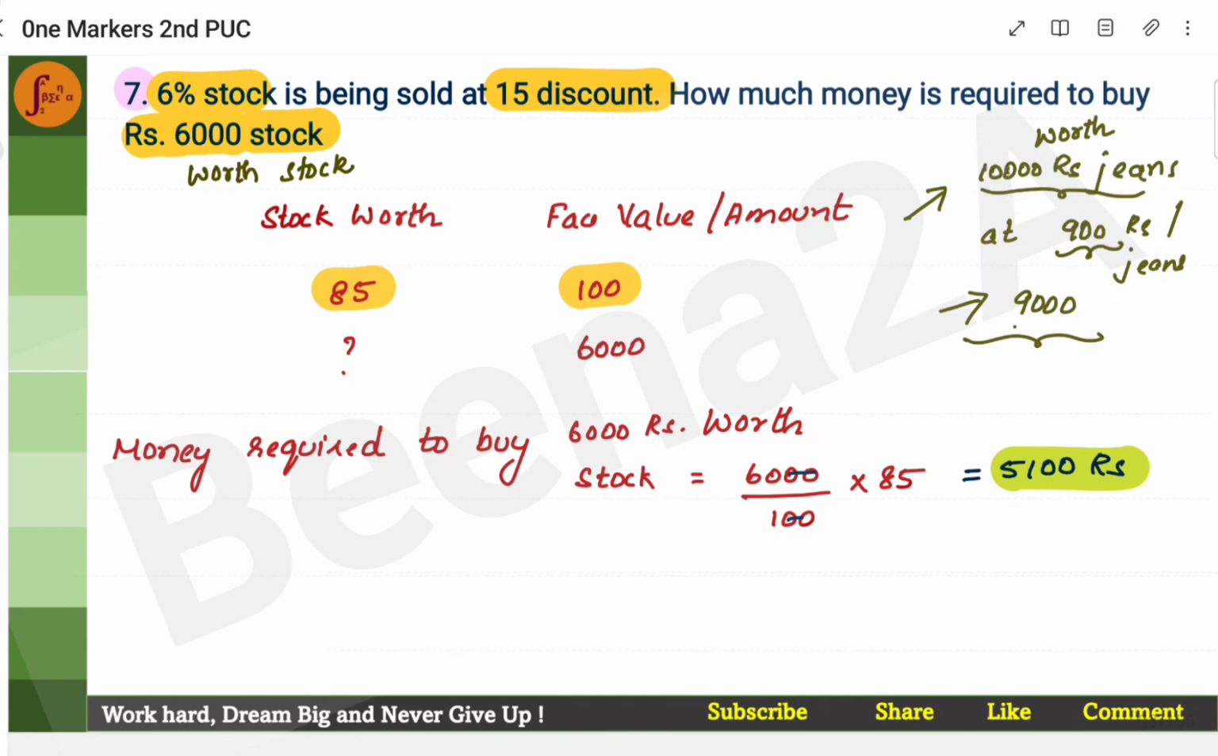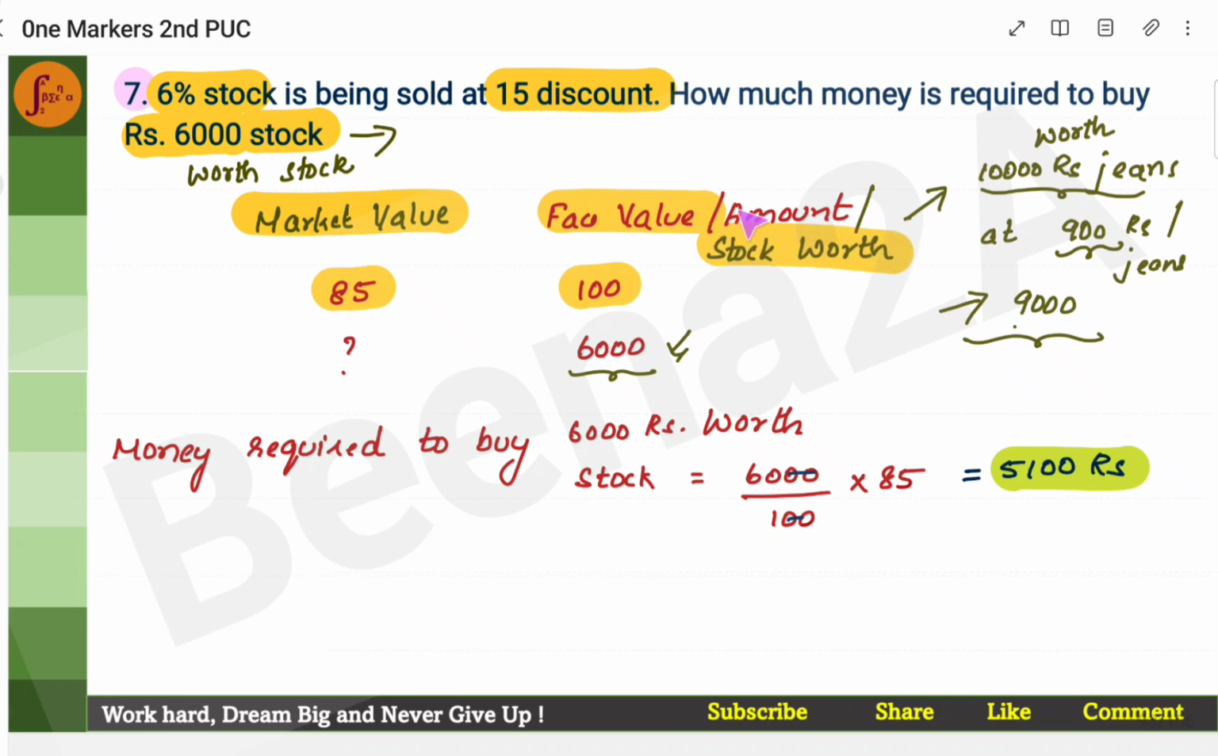So here it is. How much should I actually spend to get 6,000 rupees worth stock? So now the amount is 6,000 rupees. This is the stock worth, right? Face value or stock worth. So I would call this the market value, right? This is market value. This is face value or stock worth or amount. For 100 rupees, the cost of the share is 85 rupees.